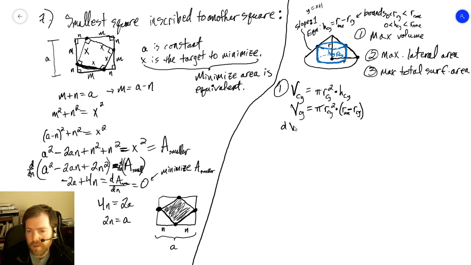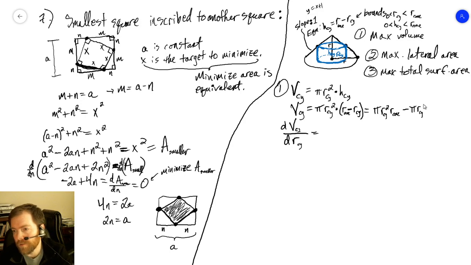So we want dV cylinder over dR cylinder. It's going to be equal to, and now we have a product rule here. Probably separate it out, do distribution. So this is going to be pi r cylinder squared r cone minus, sorry, r cylinder cubed.